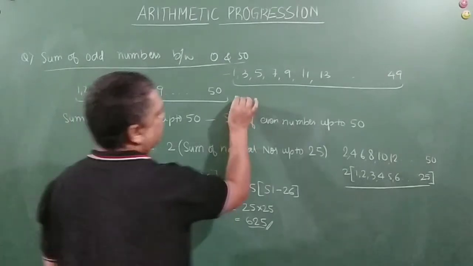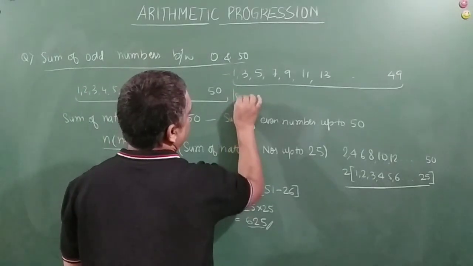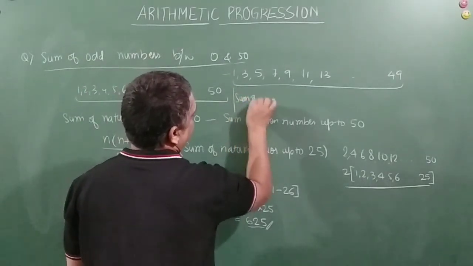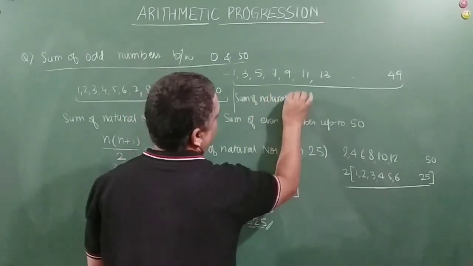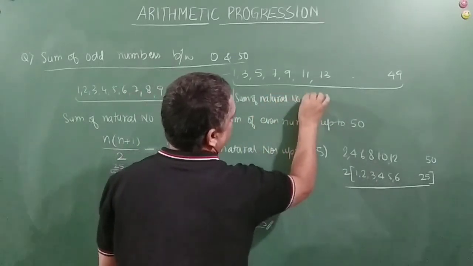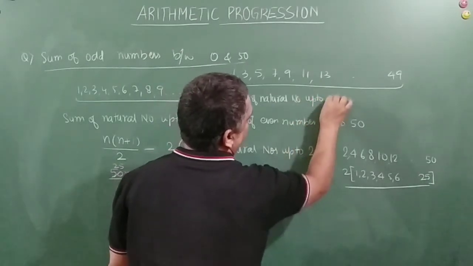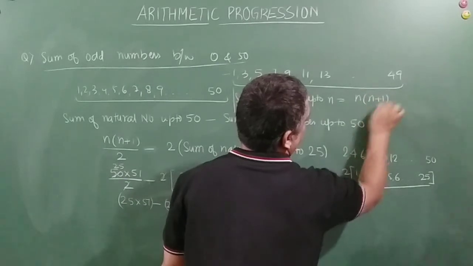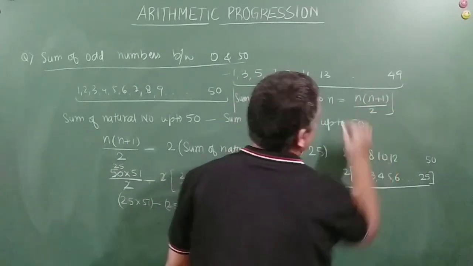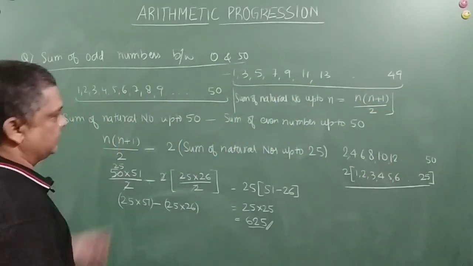Let me write it here. Sum of natural numbers up to n is equal to n into n plus 1 divided by 2. This is what I have used here. Okay.